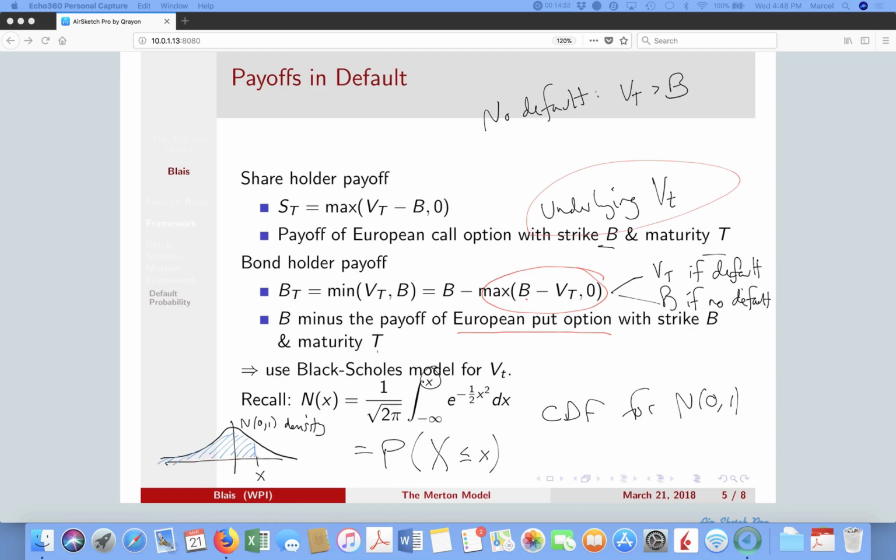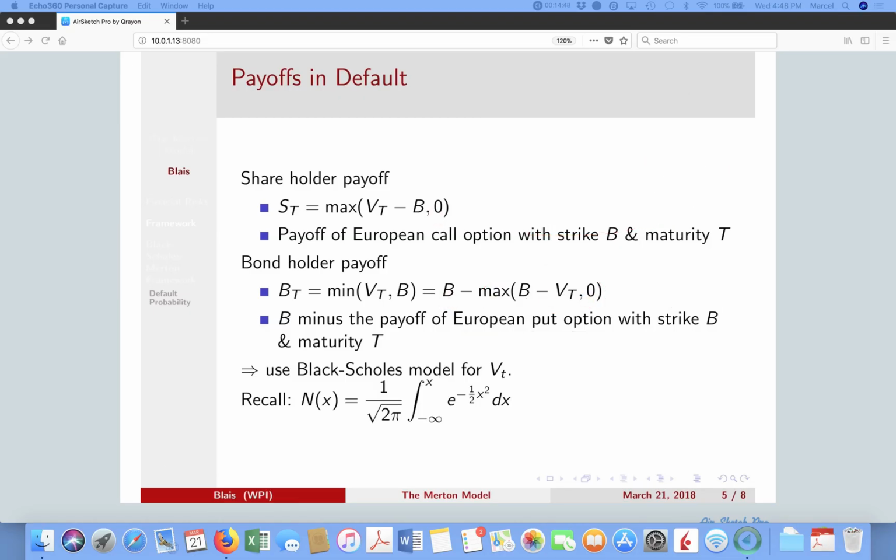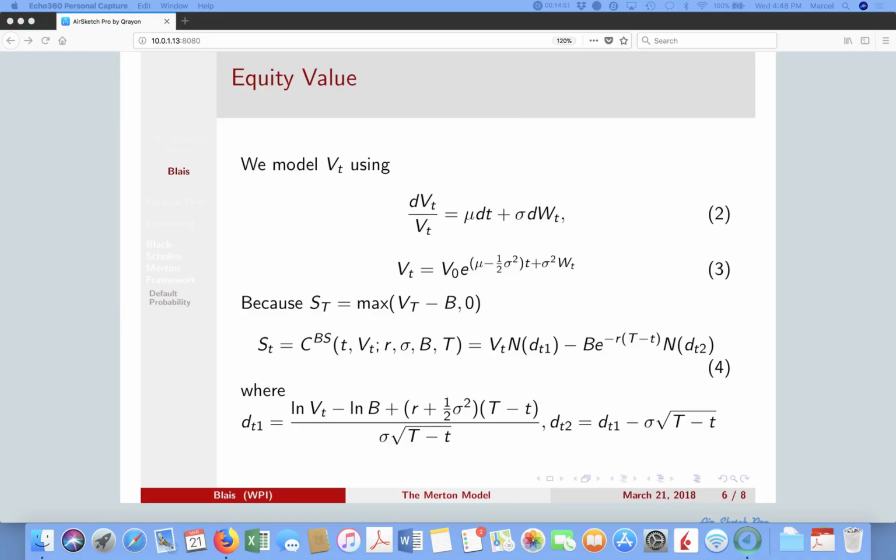Okay, so remember the key here. The shareholders have a call option. Bondholders have their payoff being something that depends on a put option. Okay, so first let's focus on the bondholders. And note that we're going to go back into the Black-Scholes world and assume that the value of the firm is a geometric Brownian motion.